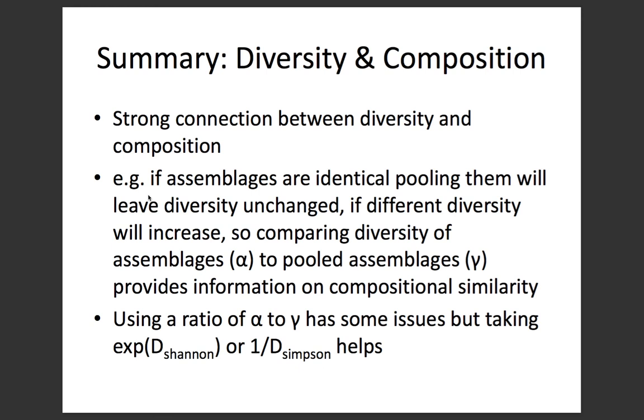So in summary, diversity and composition. There's a strong connection between diversity and composition. If assemblages are identical, pooling them will leave diversity unchanged. If different, diversity increases. Comparing assemblages of alpha to pooled to get your gamma diversity provides information on compositional similarity. But using a ratio of alpha to gamma has some issues, but taking the exponential Shannon or the inverse Simpson helps.